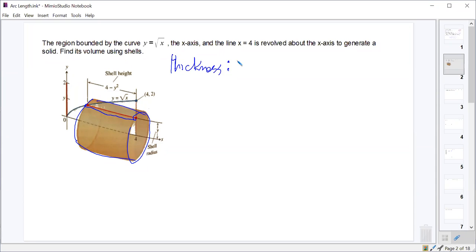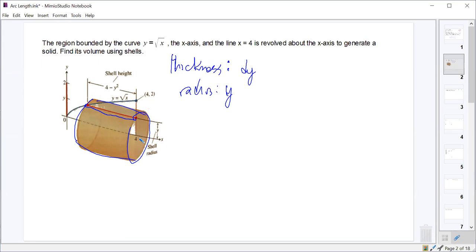It should be dy, yep. So this thickness is dy, which means we need to do everything in terms of y. Then we need to figure out the radius of an average one of these and the height of one of these. We would note first off that the radius, if we're revolving around the x-axis, is just going to be this y value. Our radius should always just be y if we're revolving around the x-axis.